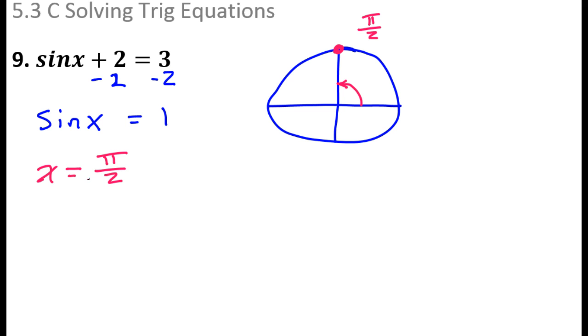Okay, wow, that was the easiest problem yet. Sneaking in the easy ones.